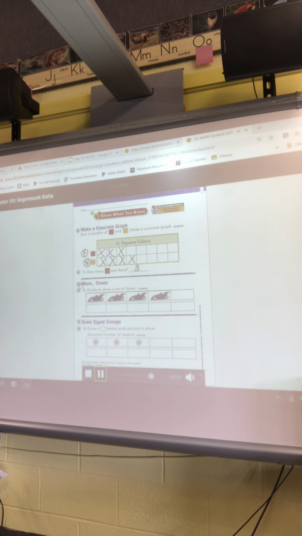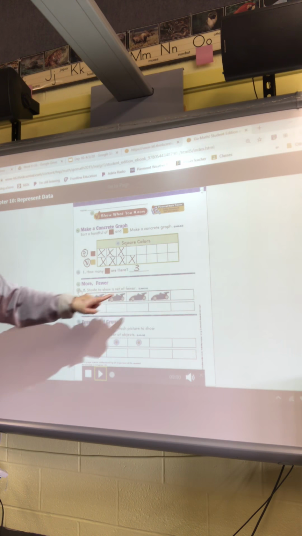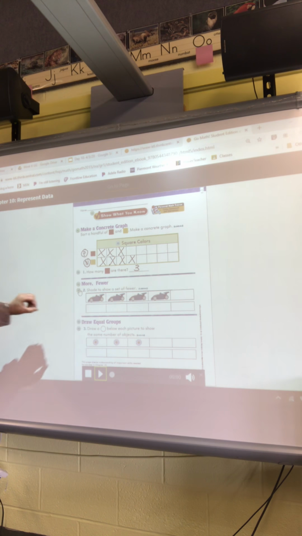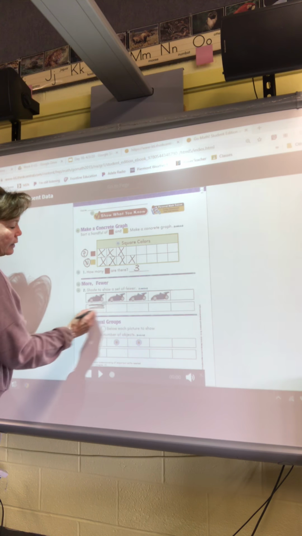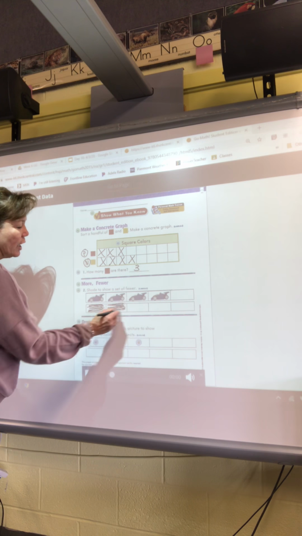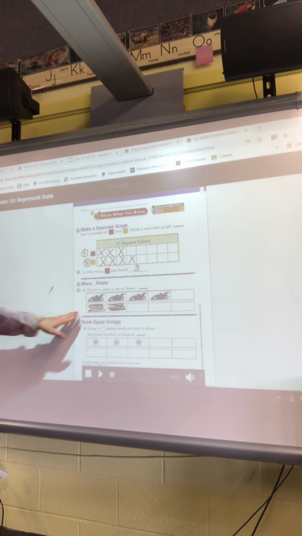More, fewer. 2. Shade to show a set of fewer. Okay, so they said shade to show a set of fewer. You have 1, 2, 3, 4 of the blue race cars. Now we want to show fewer, and they said to shade, which means all you're going to do is shade in the box. It's not a complete color in, and I chose to shade in 2 because 2 is fewer than 4.